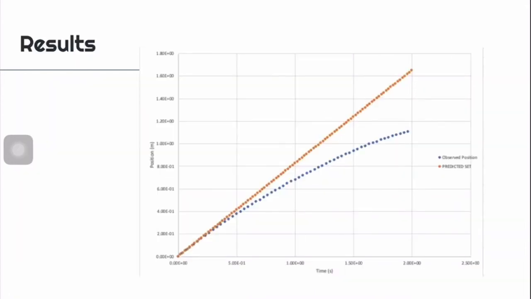Now on to the results. The observed position is the blue line, while the computational model is graphed in orange. As seen on the graph, they both seem to be moving along the same until the 0.05 mark, where they split off, showing that the observed model did not follow the same physics as the coding predicted.